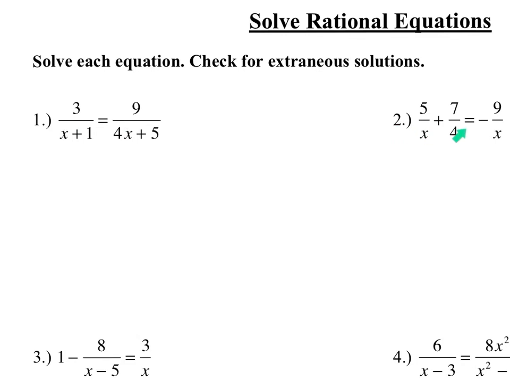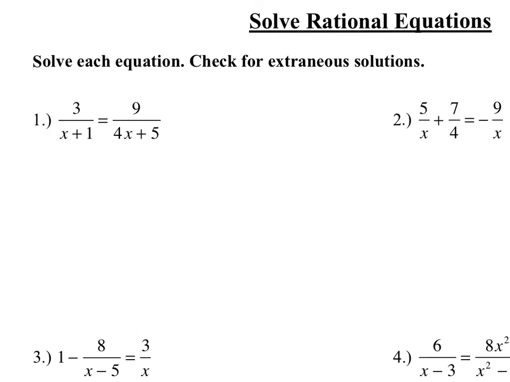Now in number 2, we have x over 5 divided by x plus 7 over 4. You could, if you wanted to, add your fractions on the left and then cross multiply. So that's essentially what method number 2 would look like. I'm going to use that same idea that we used in complex fractions by finding a least common denominator.